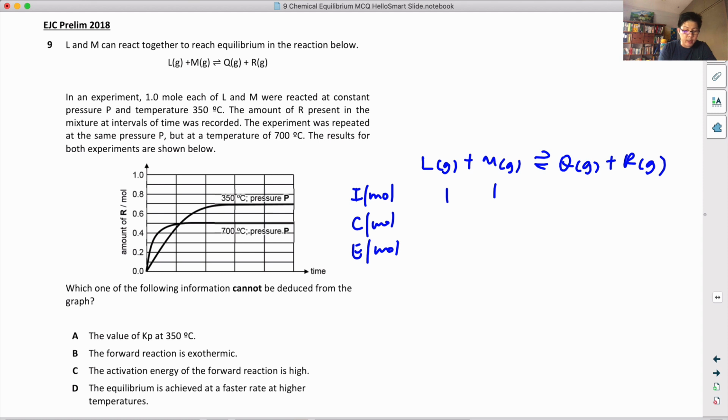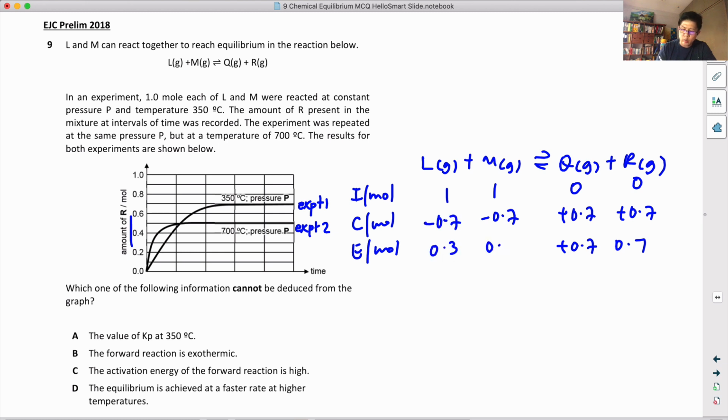the R was present at intervals where the experiment was repeated at the same pressure but at 700. It means there are two graphs here. You can see that, say I use the first experiment. Let's say I use the first experiment 1. I call this experiment 2. You know that the final amount of R is actually 0.7. So I put plus 0.7, plus 0.7, plus 0.7, minus 0.7, minus 0.7, minus 0.7. So you can see that I have all the equilibrium values.